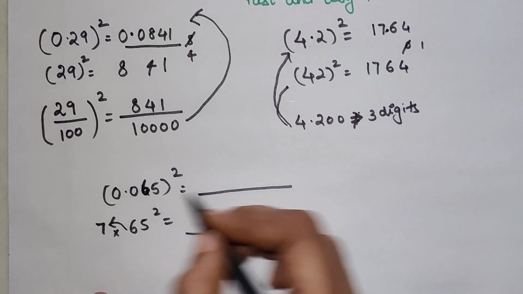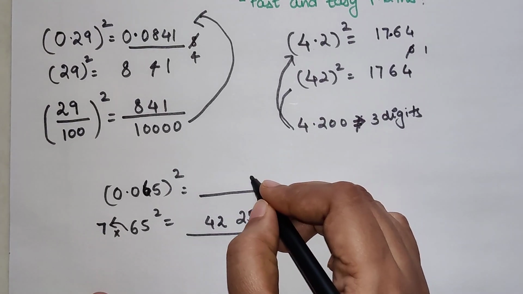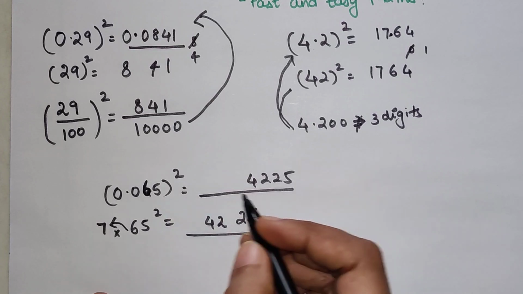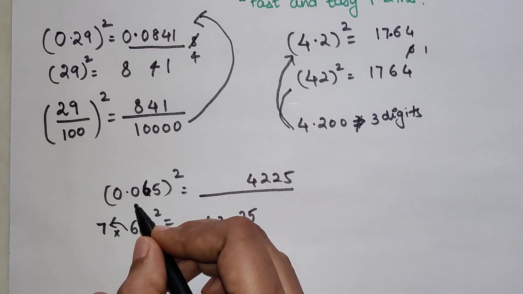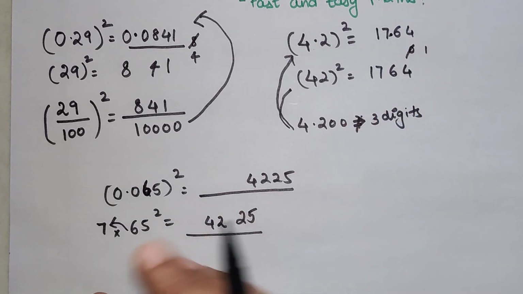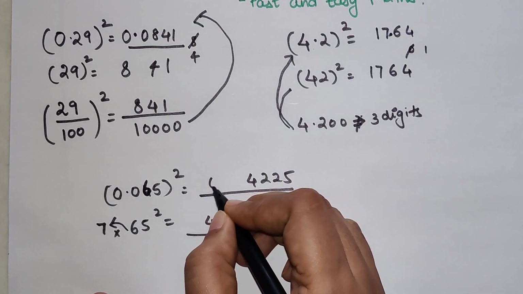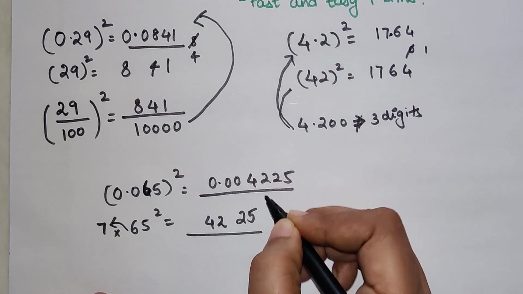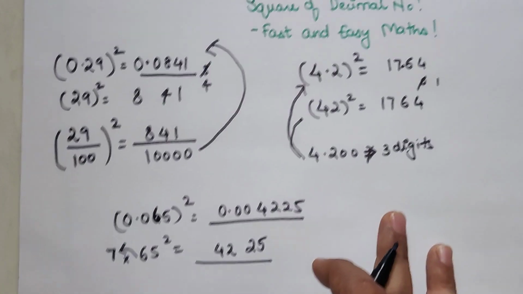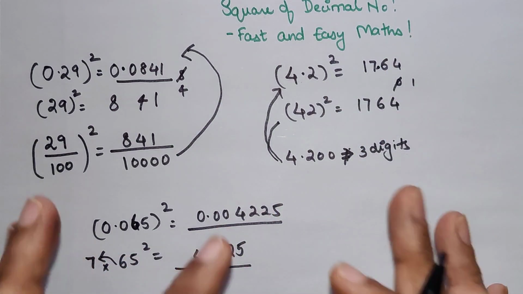Now the answer for 0.065 square will again have 4225. But how many digits do I need after the decimal point? Yes, you all guessed it right. We need 6 digits, because here there are 3 digits, so the double of 3 digits is going to get you 6 digits. So here you will put 0.004225. I hope you all are getting how to find the square of a decimal number in a matter of seconds, because now this is going to be super simple.